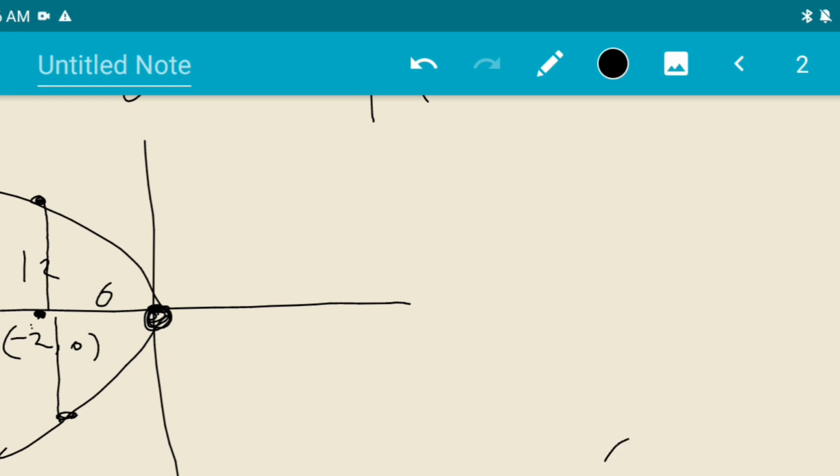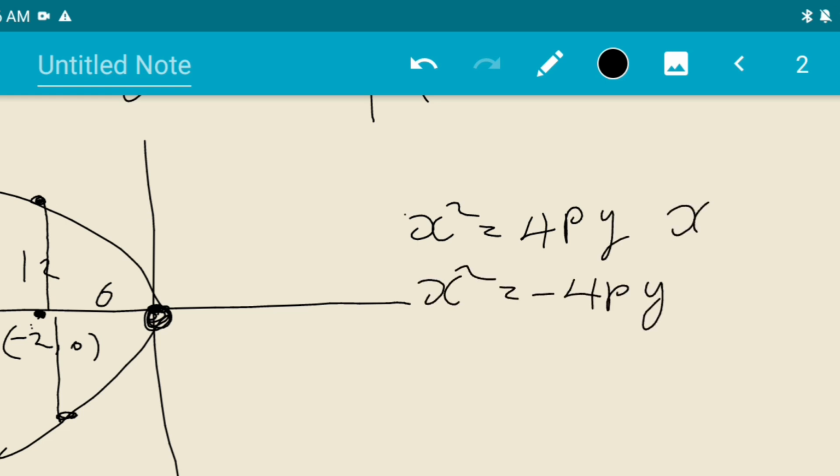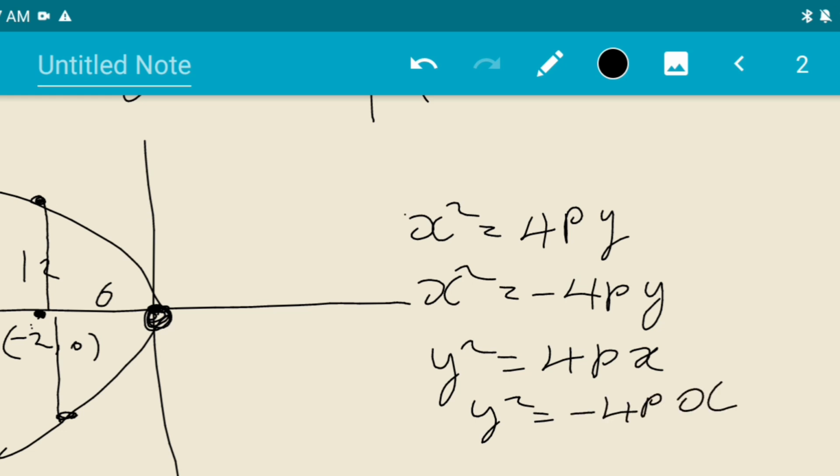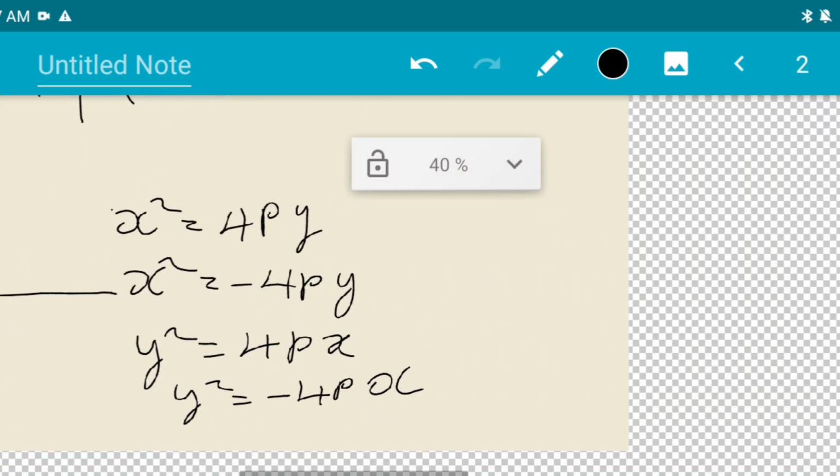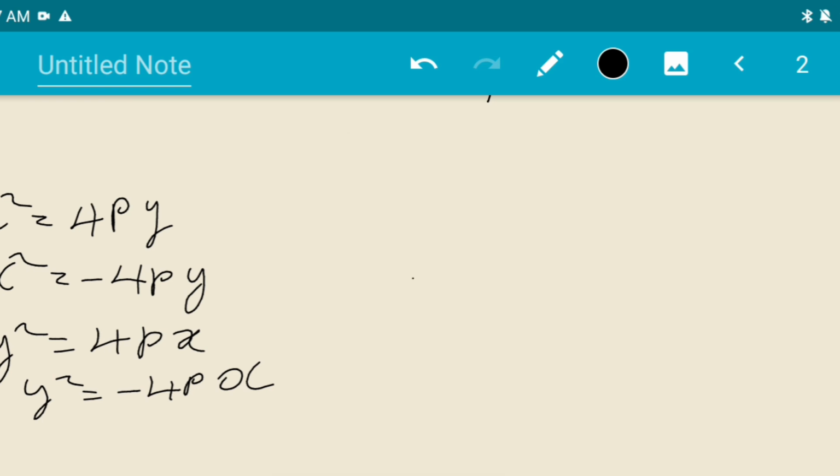I know some of you may forget because you do not always have to derive it. I discussed this in the previous lesson, when we were deriving the equation. So there's x squared is equals to 4py. There's x squared is equals to -4py. There's y squared is equals to 4px, and there's y squared is equals to -4px.